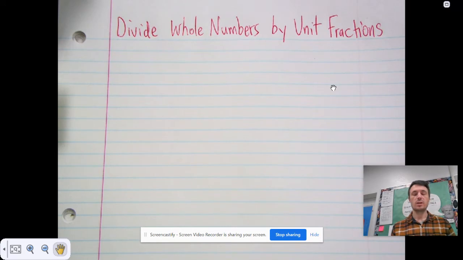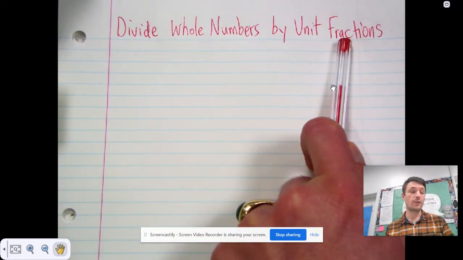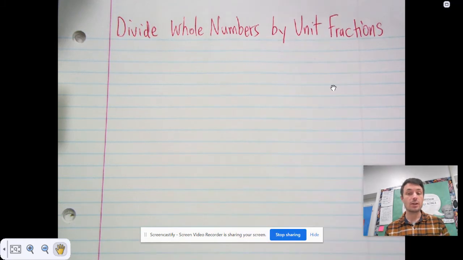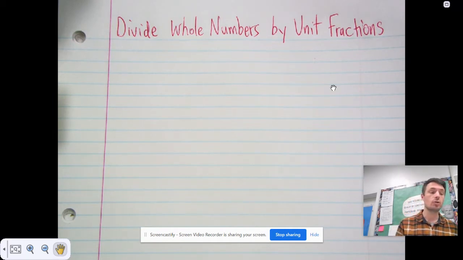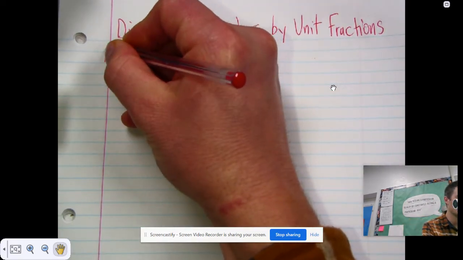Okay, so today we're learning how to divide whole numbers by fractions, specifically unit fractions, but the fact that they're unit fractions doesn't actually change anything. We would divide whole numbers by any fraction the same way that I'm going to show you how to divide whole numbers by unit fractions today. So when you're dividing whole numbers by fractions, follow these steps.